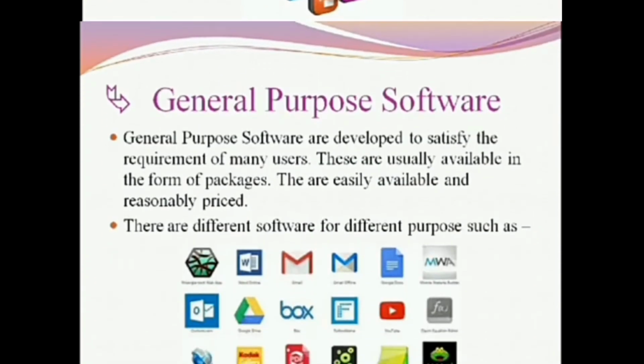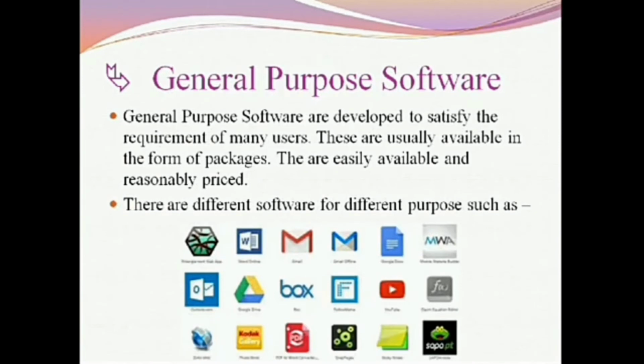First topic in application software: general purpose software. General purpose software is developed to satisfy the requirements of many users. These are usually in the form of packages. They are easily available at reasonably affordable prices. There is different software for different purposes, so it is important.